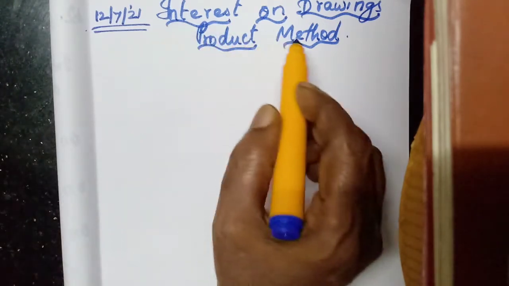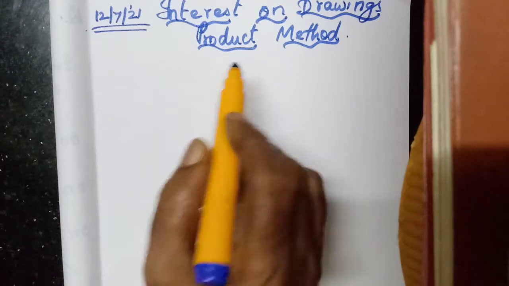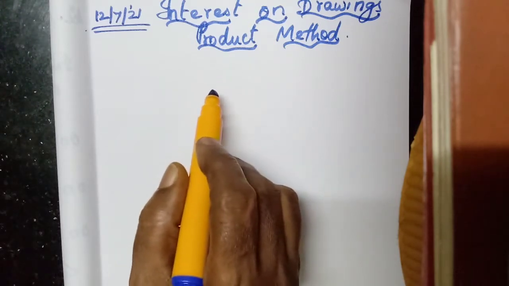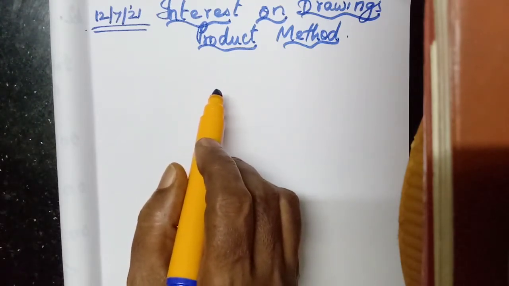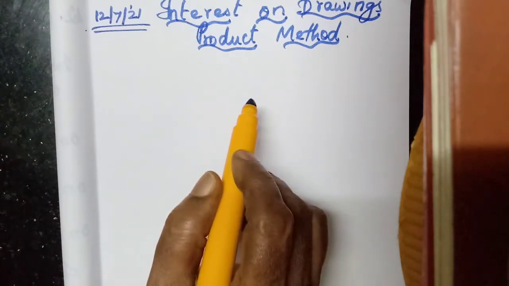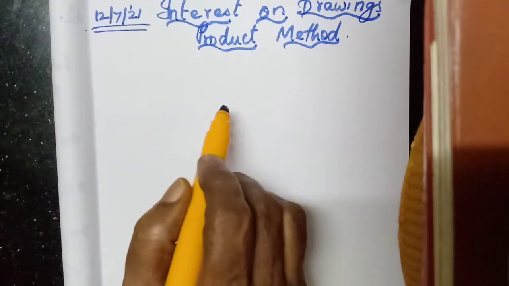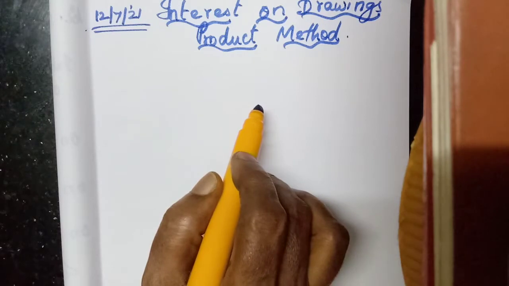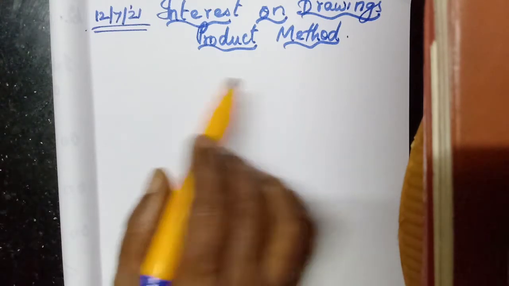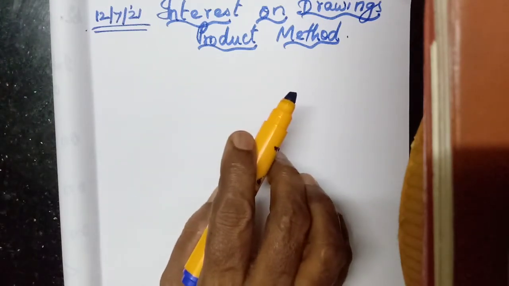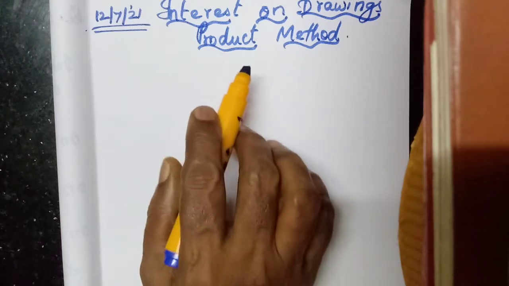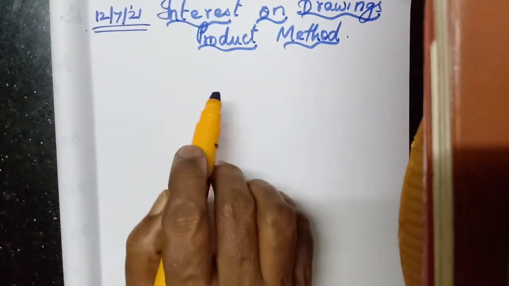Okay, product method. We have learned the direct method. Each day they are withdrawing, that amount will be given. We will calculate the number of months divided by 12, then the rate we will put divided by 100. We will simplify and find out the interest on drawings, and we have learned the two journal entries also.